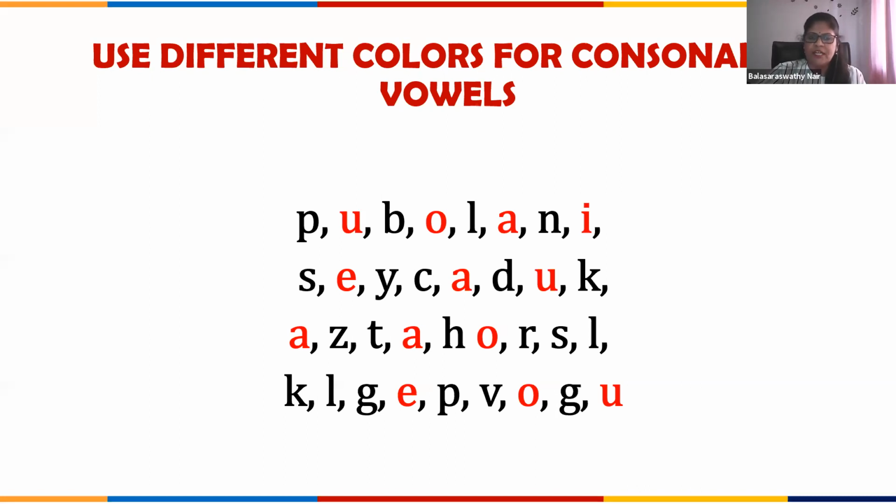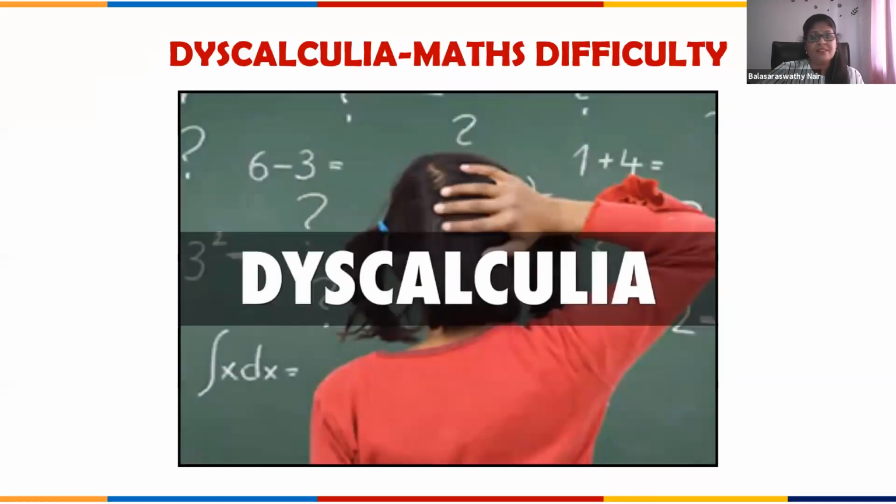Make sure that you use vowels with the same color. You can choose any color you want, and everywhere you write it with that. And ask the child also to use that color to write the vowels. This discriminates between the two, and the child is able to remember this very well.